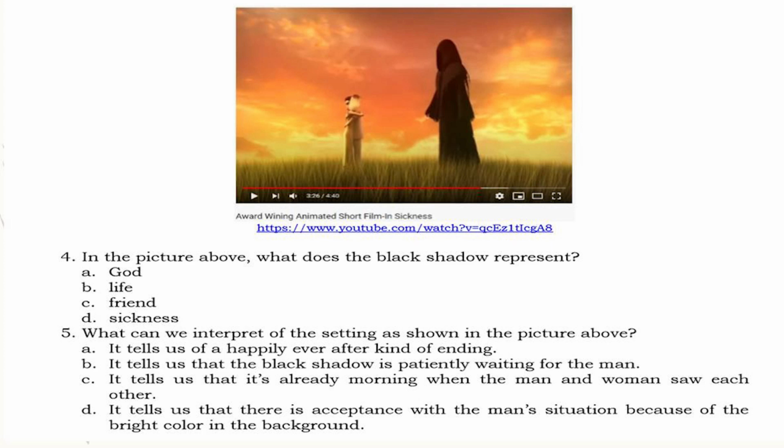Number 5, what can we interpret of the setting as shown in the picture above? A, it tells of a happily ever after kind of ending. Letter B, it tells us that the black shadow is patiently waiting for the man. Letter C, it tells us that it's already morning when the man and the woman saw each other. And letter D, it tells us that there is acceptance with the man's situation because of the bright color in the background.